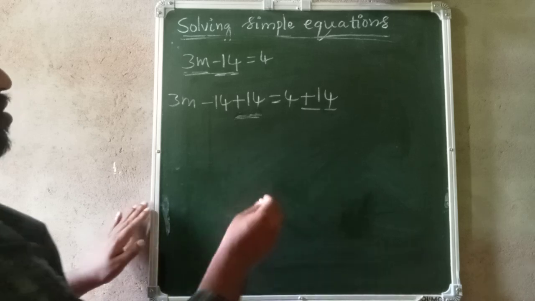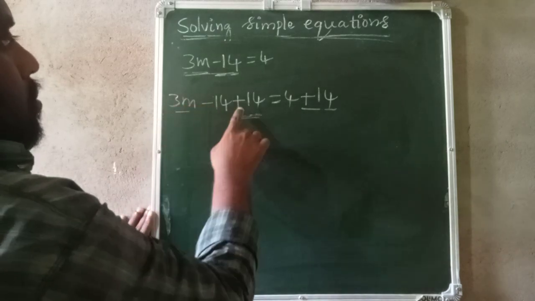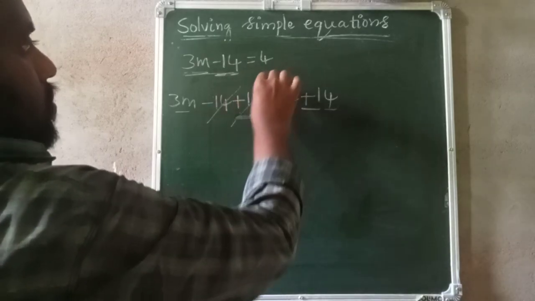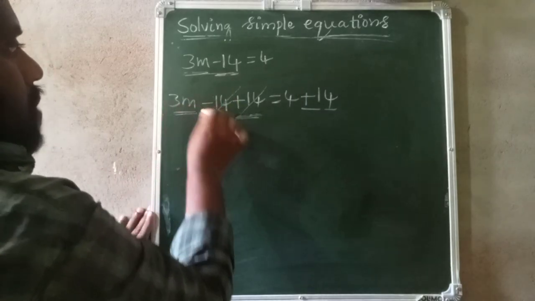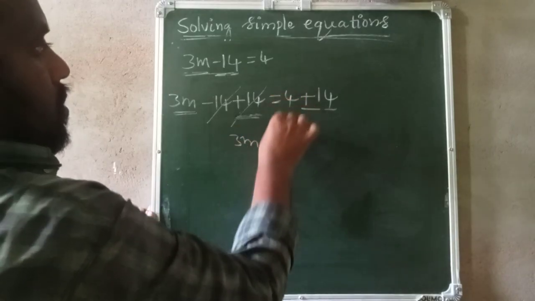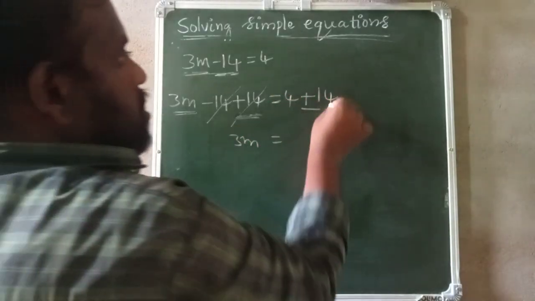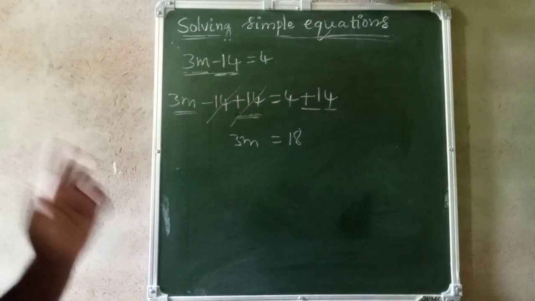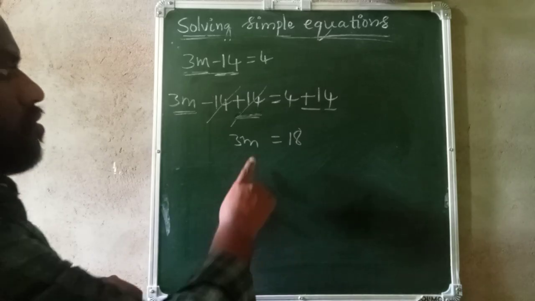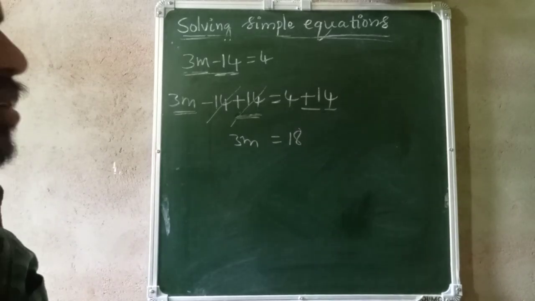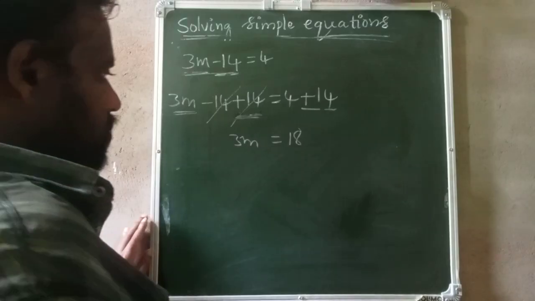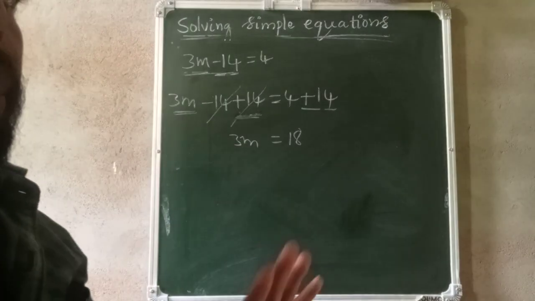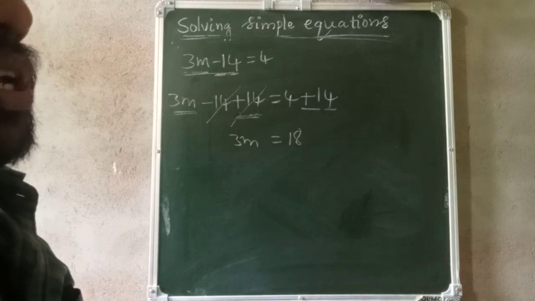Okay. So next step. So plus 14 minus 14. These two will cancel out. Okay. So what is left? 3m is equal to, so 4 plus 14 how much? 18. Okay. Next, so we want only m. So we don't want 3. Simply you should not remove.